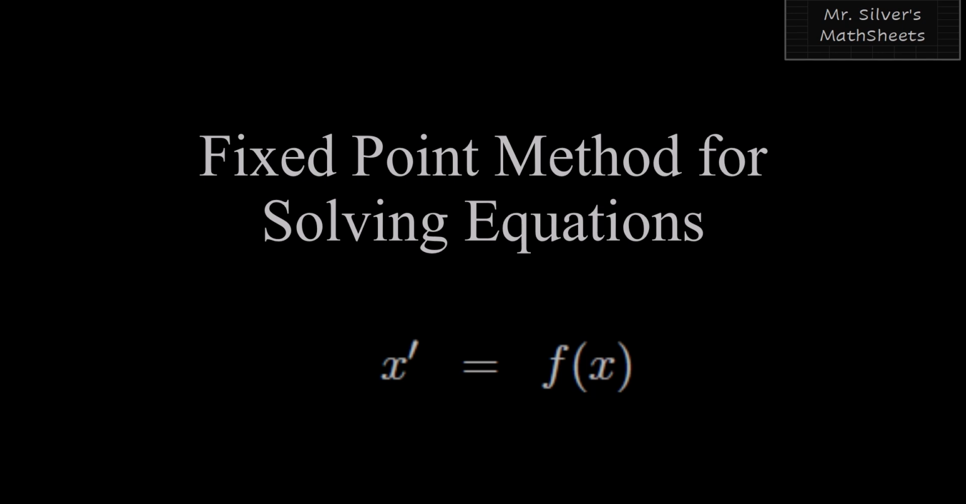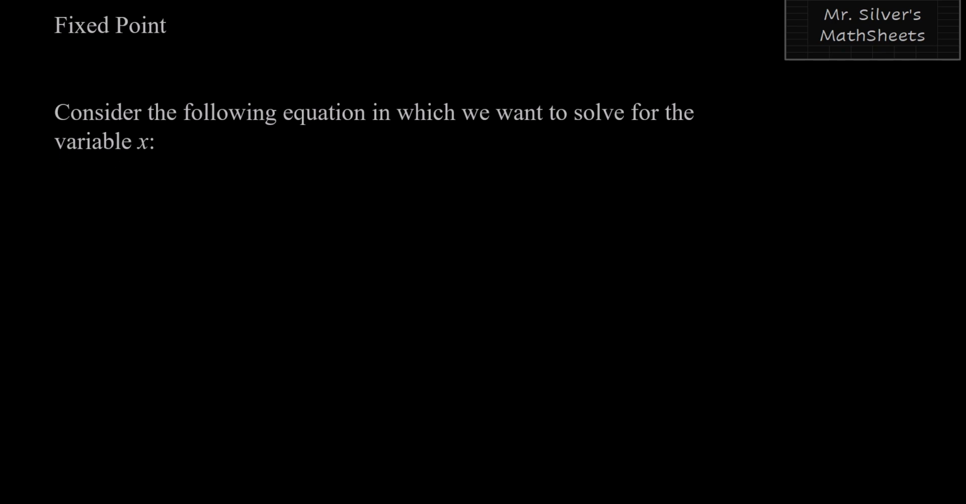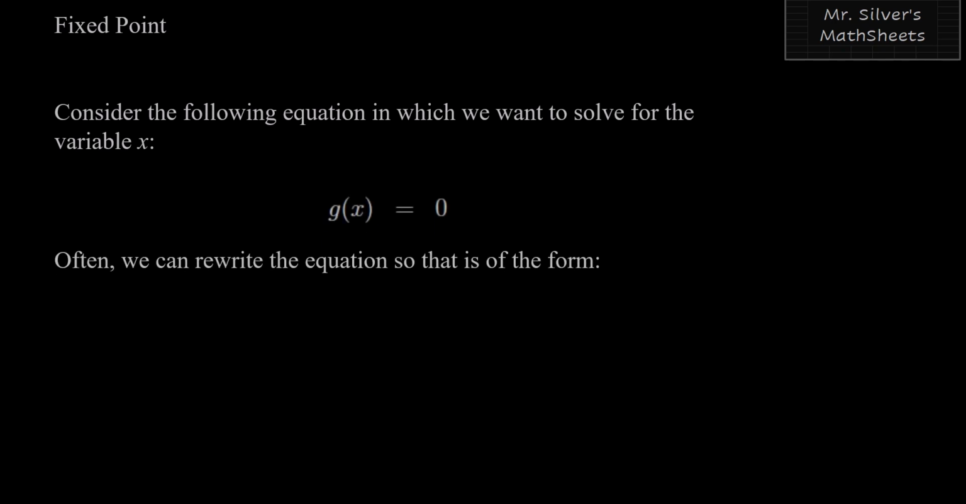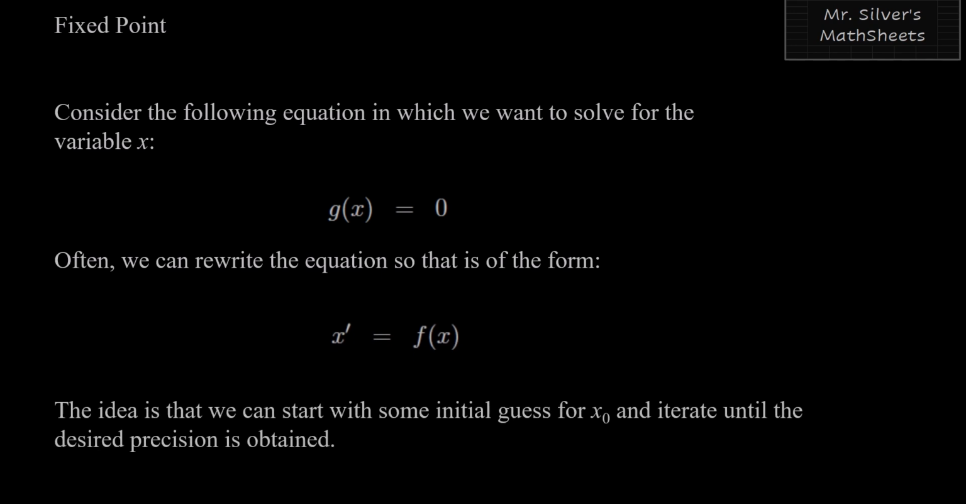Okay, today we're going to talk about fixed point problems. Consider a problem like this, g of x equals 0. Oftentimes you can solve these by just rearranging them to make it look like a fixed point problem. You just put everything except x over onto the other side. Start with some value of x0 and iterate until you get to the desired precision.